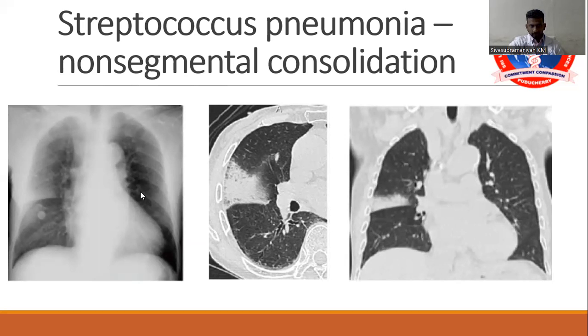And you can also see the coronal image. You can see that it is almost resembling that of the frontal radiograph, where you can see the limitation by the minor fissure in its inferior aspect. It is confined to the right upper lobe of the lung.